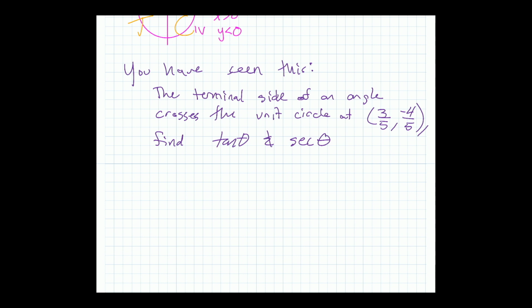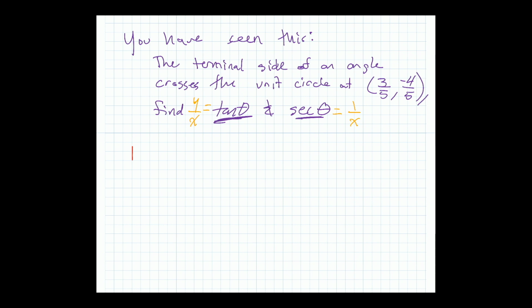And you know that you have formulas for the tangent and the secant in terms of the y and the x values, right? So you just say, well, the secant is 1 over the x value. You can get that easy. And the tangent is going to be the y over the x value. Okay? But you're going to see something slightly different in this section. So in this section, you're going to see this.